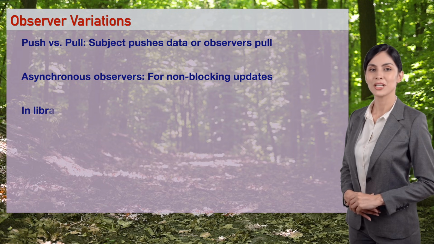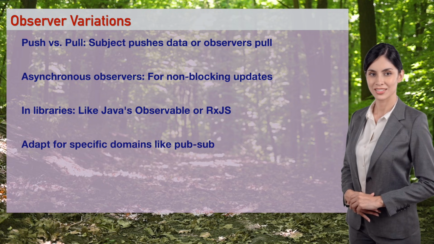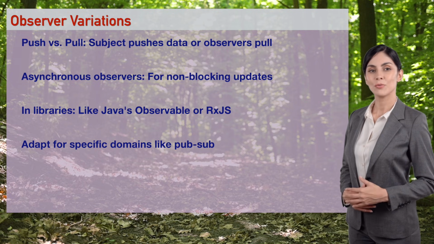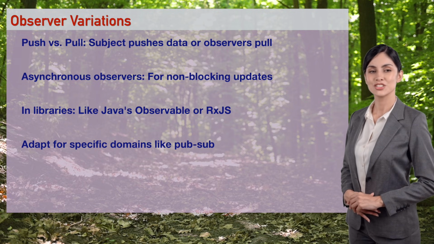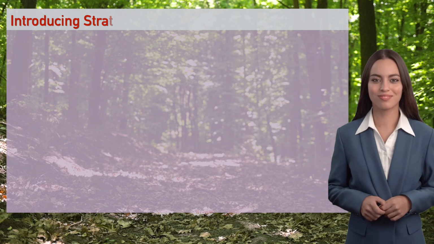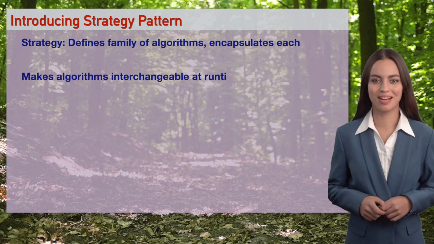Variations of Observer: push model, where the subject pushes detailed data to observers, versus pull, where observers query the subject for details upon notification. Choose based on data needs. Asynchronous implementations for non-blocking updates in high-performance apps. Many libraries provide built-ins like Java's Observable class or RxJS for reactive programming. You can adapt it for domain-specific pub-sub systems in distributed environments. Customizable for diverse needs.